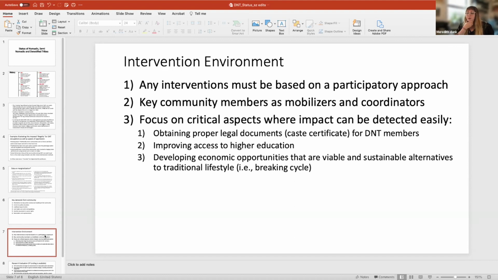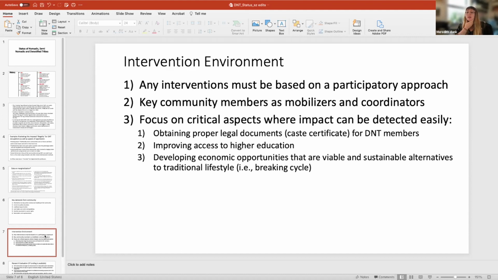I think an argument could be made that that's the case with the majority of research in this space and in this field, but particularly for this community, who is understandably distrustful of a lot of people from different communities and backgrounds, having the community itself and training them and building their capacity, not only to do the work, but to sustain the programs that are built within the communities is incredibly important. And so using key community members as mobilizers and coordinators is the only way that any kind of programming would work. So focusing on critical aspects where impact can be detected easily.